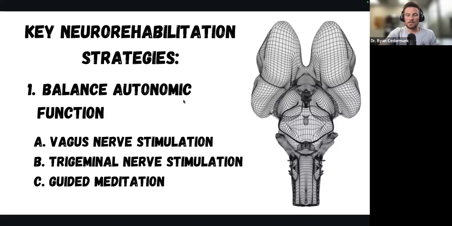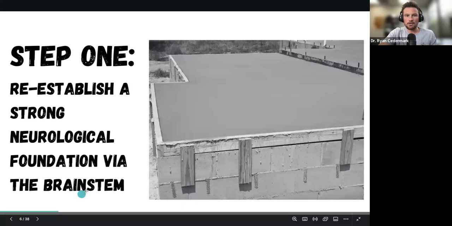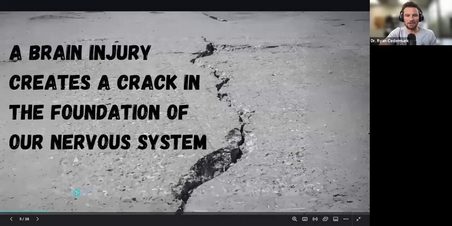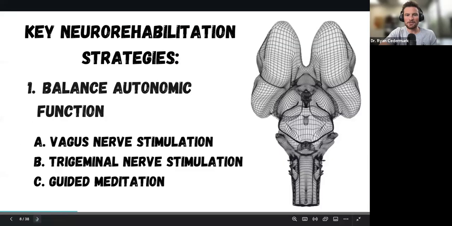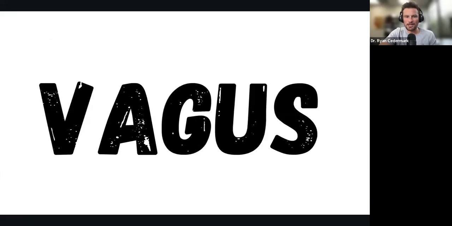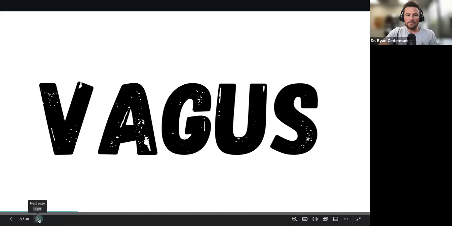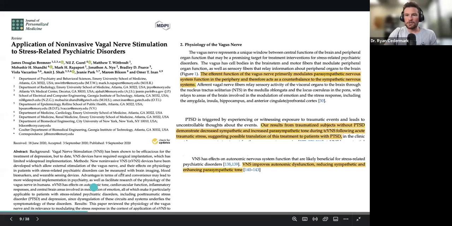So step one is vagus nerve stimulation. That's the thing I talk about a lot on social media, but it's still relatively new.